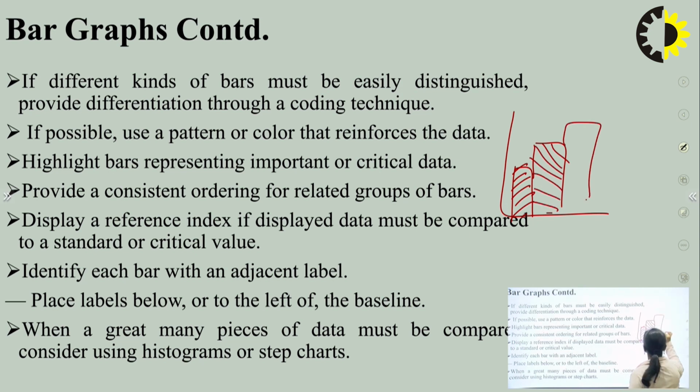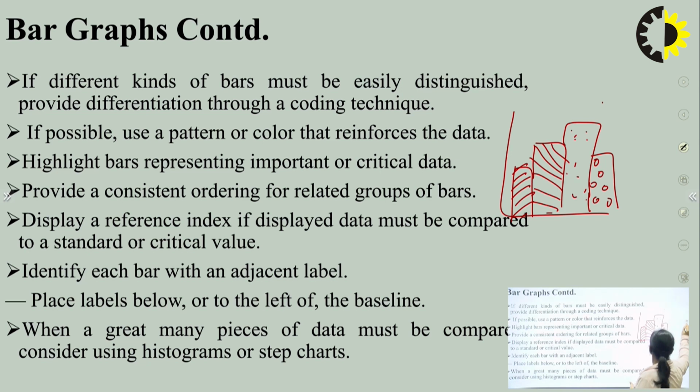Third code is maybe dot. Fourth code is maybe circles. So in this way, we have to use different coding schemes so that we can easily differentiate between the different bars. If possible, use a pattern or color that reinforces the data. That means we differentiate using different patterns and also different colors.